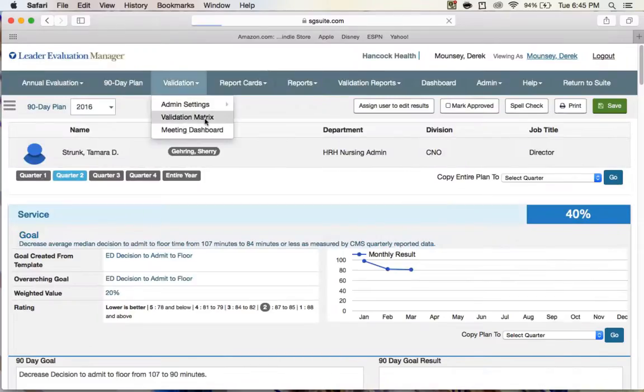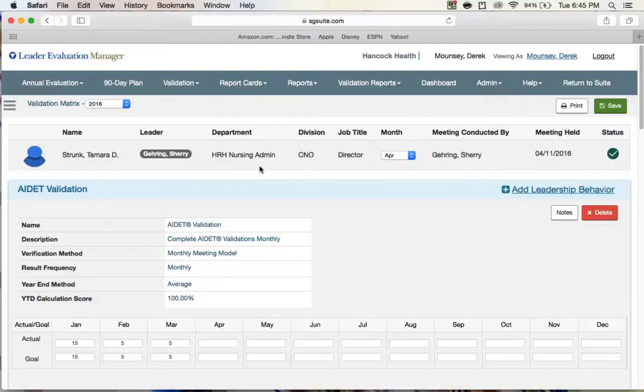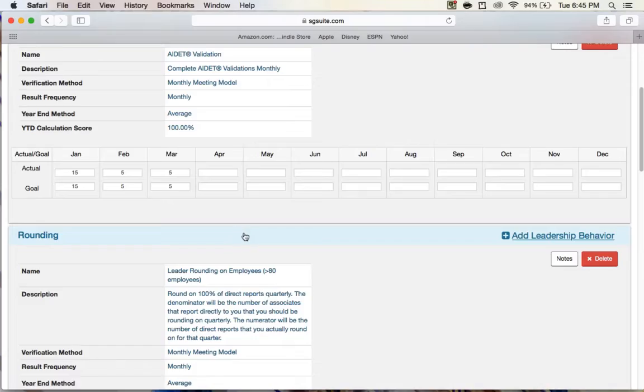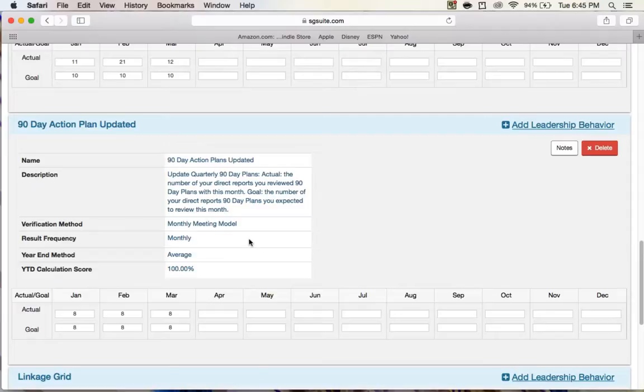So we'll return to the validation matrix, and there's really two perspectives that you can have when updating this validation matrix item, and it depends on whether or not you have someone reporting to you that is also in the LEM. So I'll walk through two quick examples to demonstrate what I'm talking about here to hopefully clarify my point.